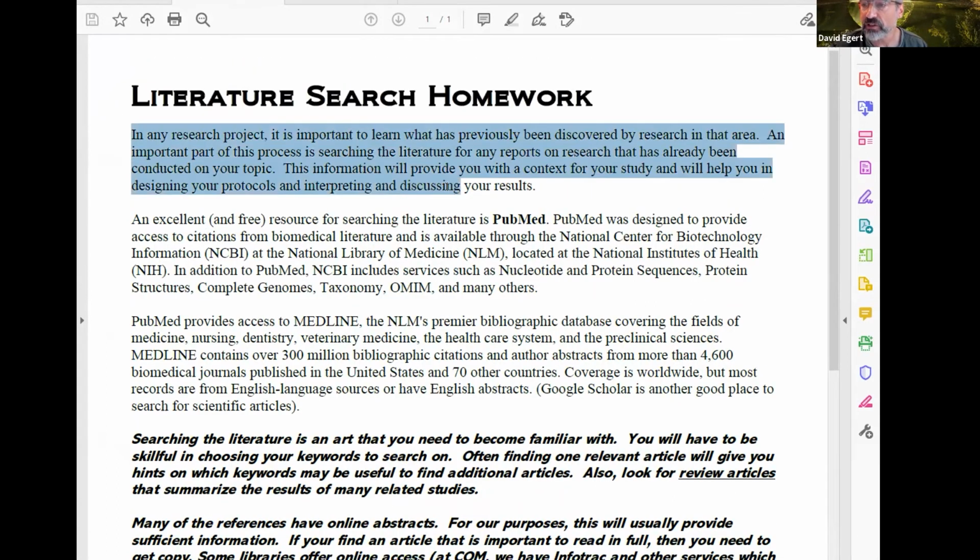So, literature search homework. In any research project, it is important to learn what has previously been discovered by research in that area. Whenever you're doing any kind of study, you want to find out, what have people already learned about this? What do I have to build upon? It's going to help me frame my question, design my experiments, and not retread ground that people have already figured out.